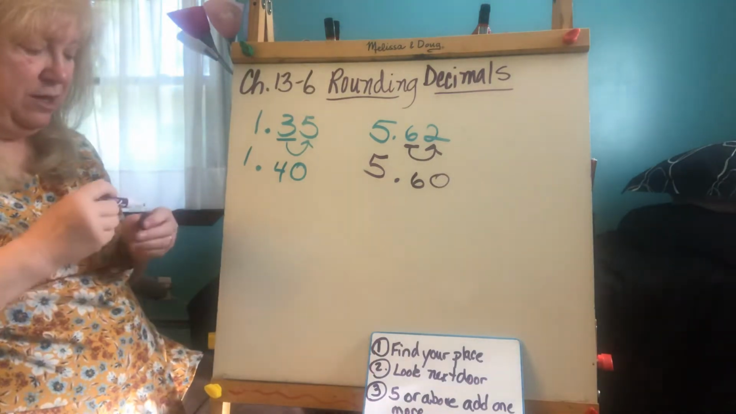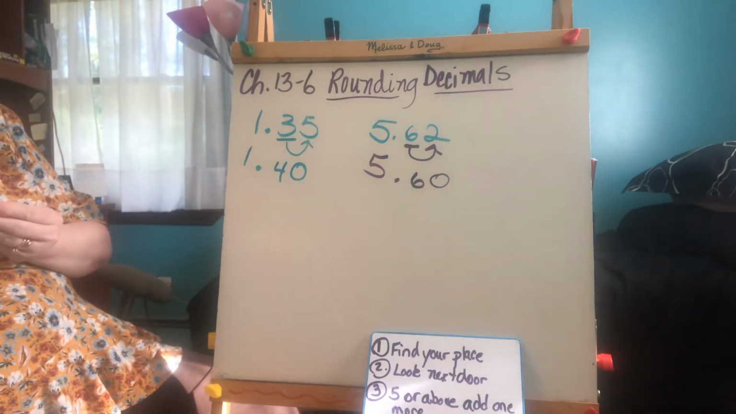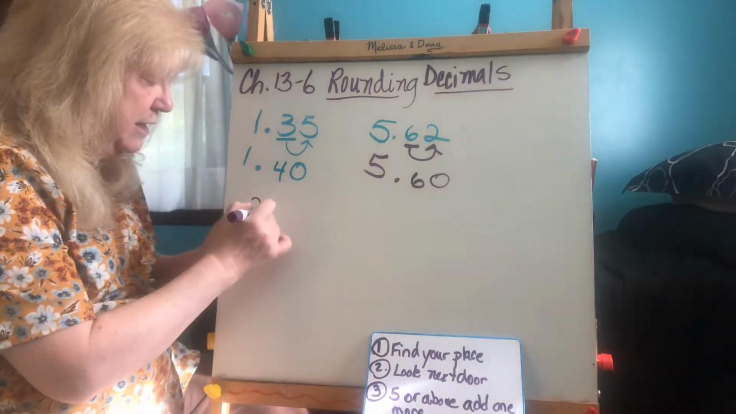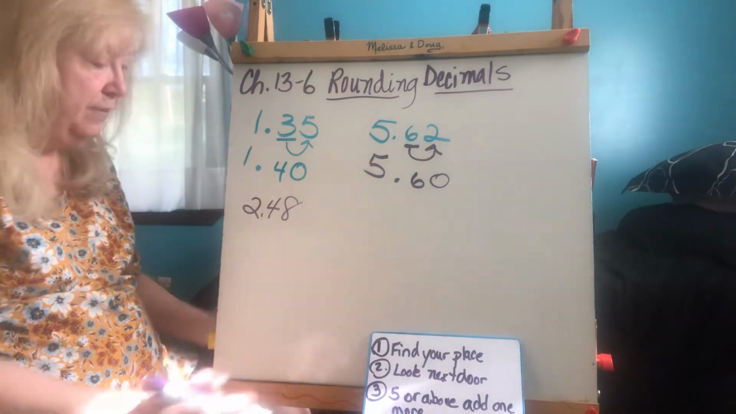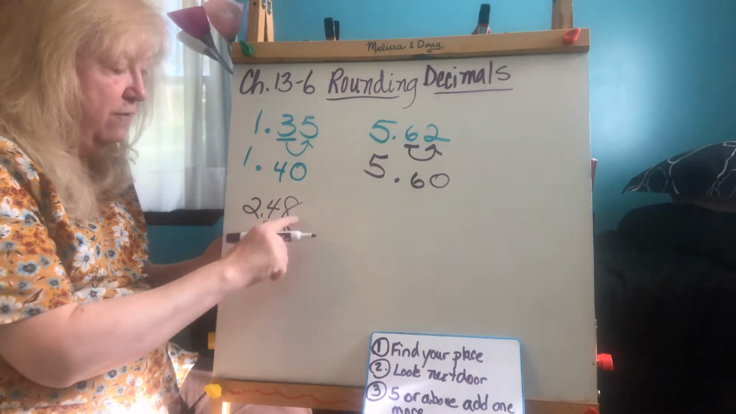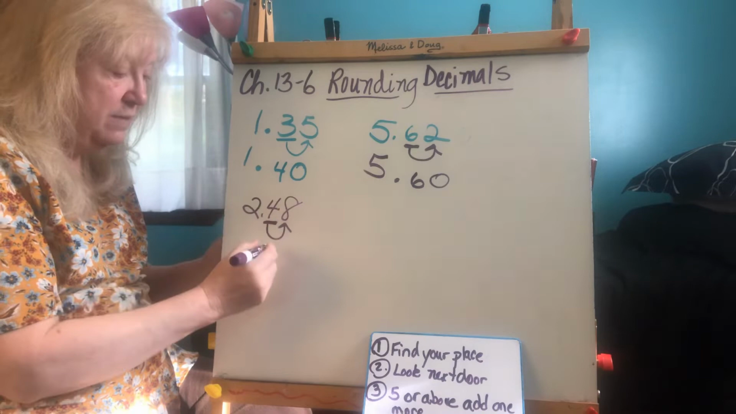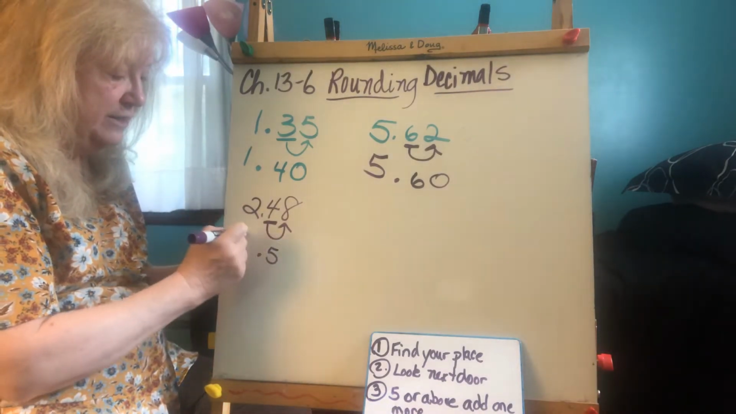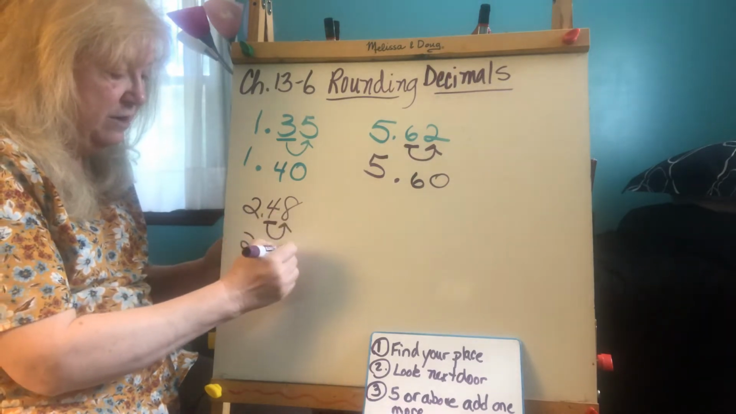Okay, let's try another one. What if we were given 2 and 48 hundredths, and we're rounding to the nearest tenth? Find your place, look next door. 5 and above, add one more, so this 4 becomes a 5. Everything before stays the same. Everything after zeros his name.